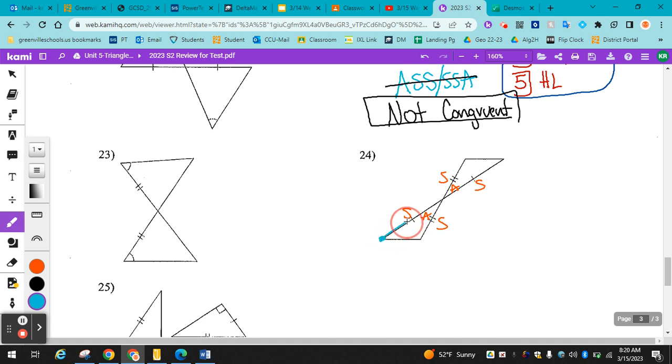So I'm going to go up instead. Side, angle, side. So these are congruent by side, angle, side. And it doesn't matter which triangle you go over, side, angle, side. It'll still give you the same answer. So, all right, finish it.